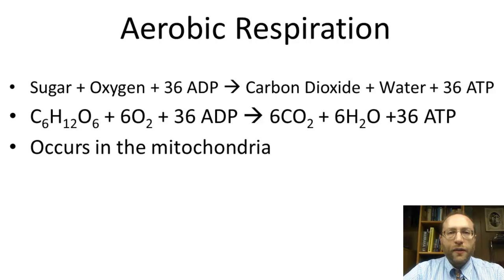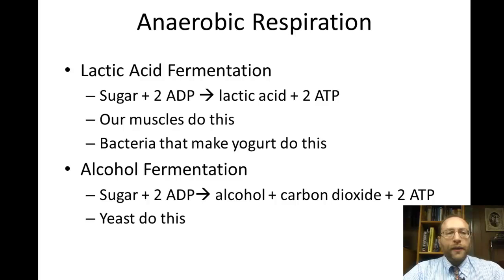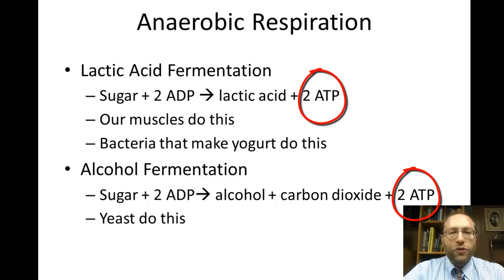And the organelle in which aerobic respiration occurs is the mitochondria, which we learned about in the cell unit. Anaerobic respiration is different in that it makes a lot less energy. If you look at both of these, you see they make only 2 ATP. And there are many kinds, of which 2 is what I'm going to hold you responsible for.